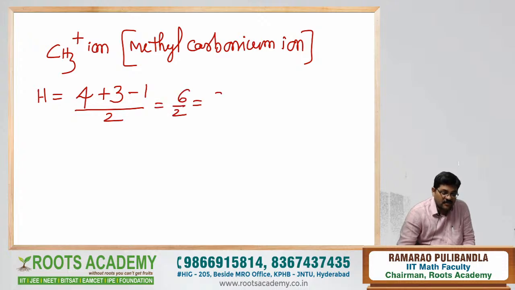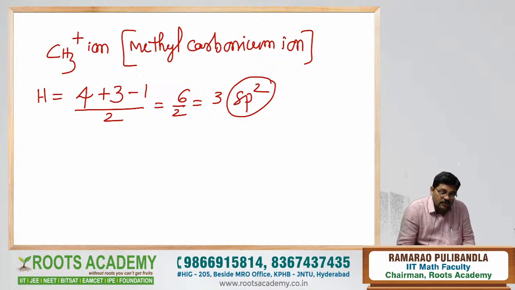So hybridization 3 means what? The hybridization is Sp2. How do you know the hybridization is Sp2? Because a positive charge is there, plus 1, subtraction of the minus 1 in the formula. Okay, right. And take the example of CH3 minus ion.